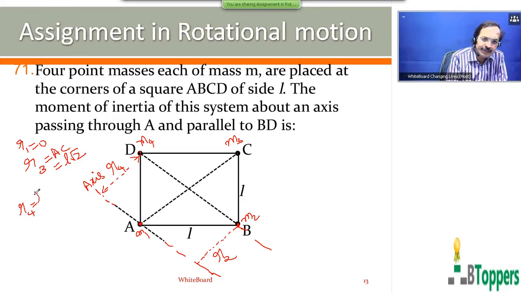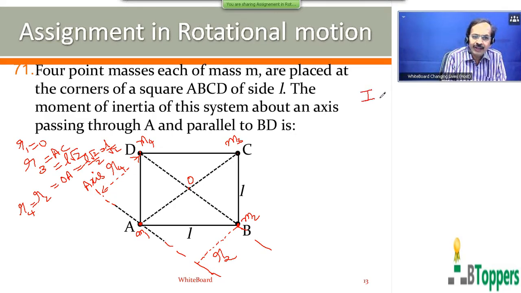R4 and R2 will be equal, and each will be equal to the distance of each vertex from the center of the square. That is half of the length of the diagonal, or you can write L by root 2. So the moment of inertia of the system of the 4 particles about the axis passing through the corner A can be written as M1 R1 square plus M2 R2 square plus M3 R3 square plus M4 R4 square.